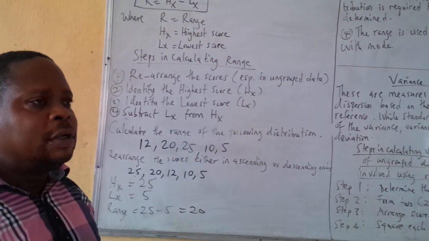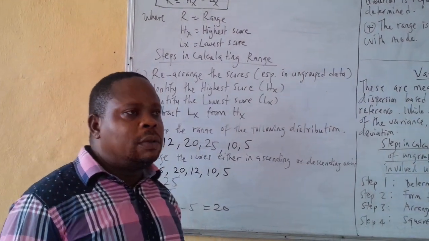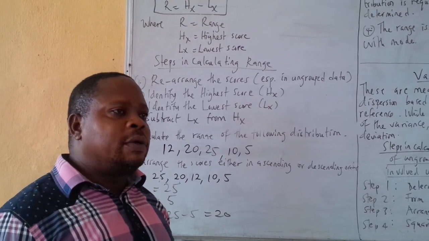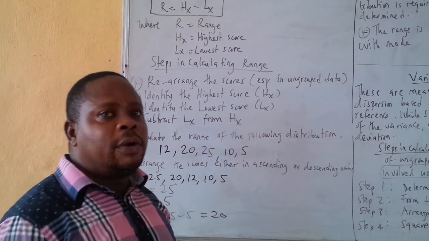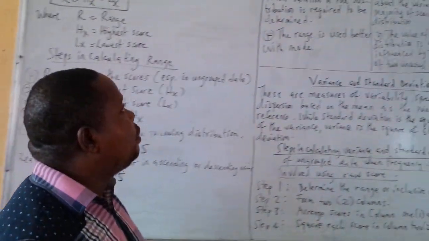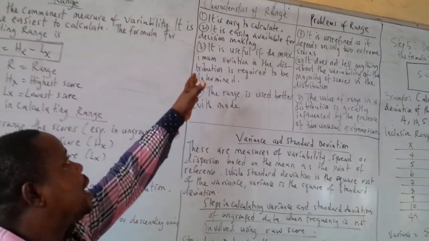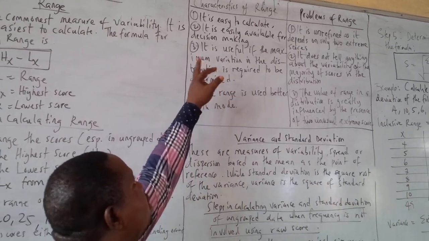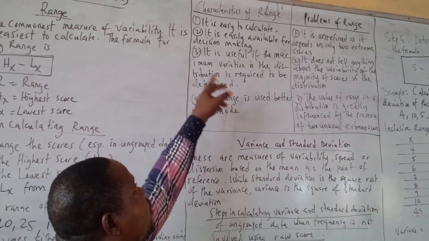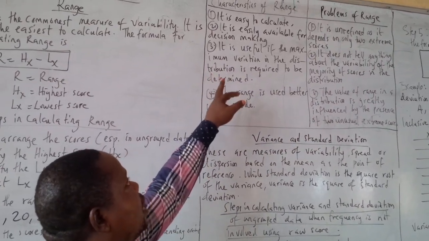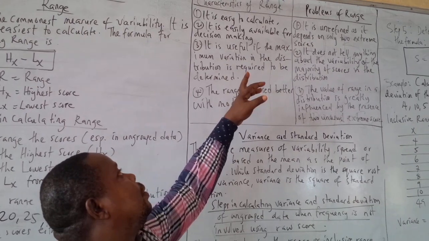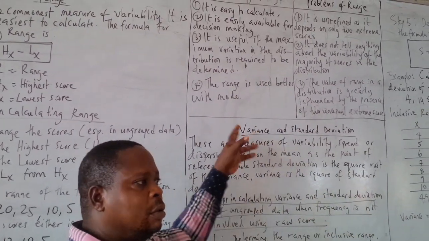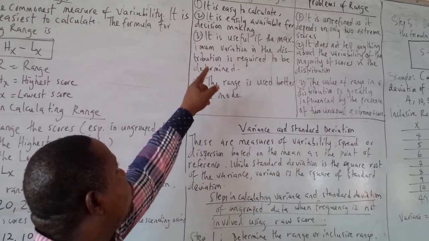Like I said before, range is very easy to calculate. You just identify the highest score, identify the lowest score, subtract the lowest score from the highest score, and you have gotten range. Now, range has some characteristics. One of them is that it is easy to calculate. Another one is that range is easily available for making decisions. When you want to make a quick decision, what you use is range.